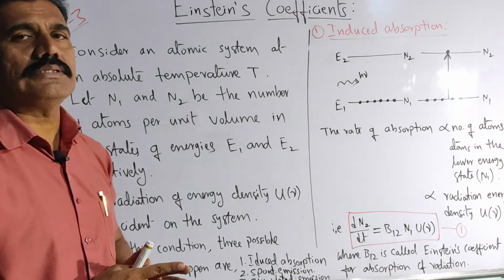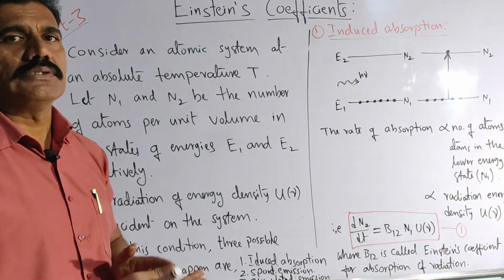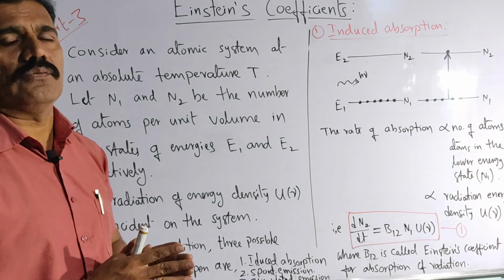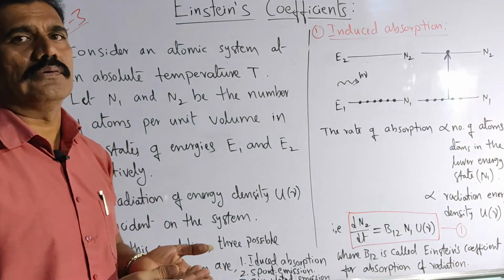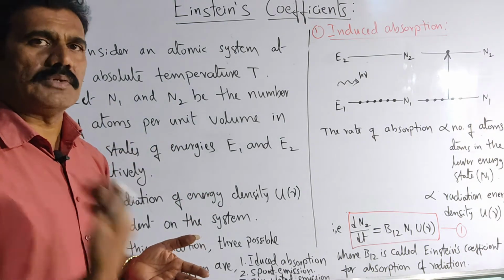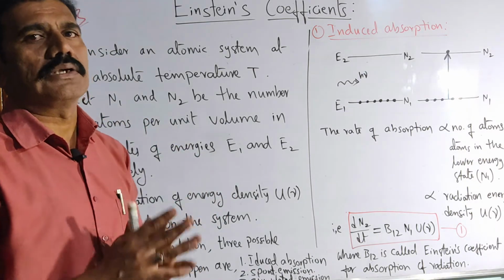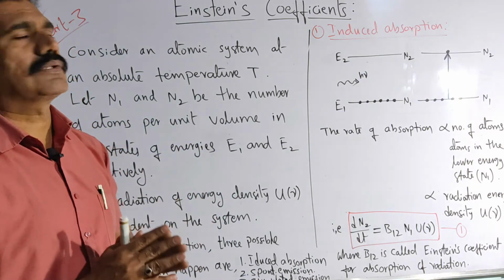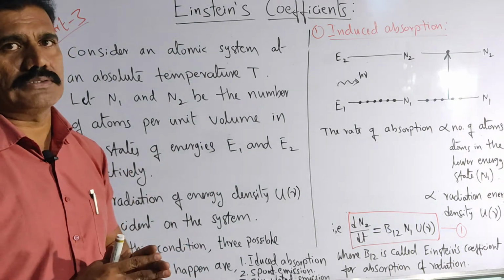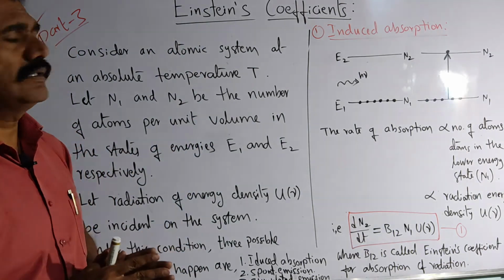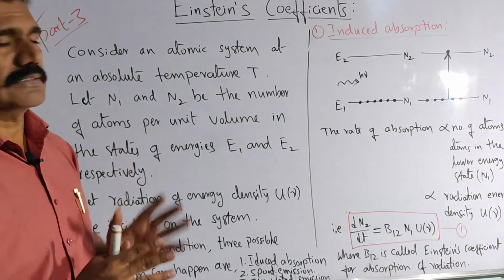In all those mechanisms, the rate of absorption, the rate of emission, the probability of absorption and emission, that is what is quantified in the form of certain constants. Those constants are called Einstein's coefficients. So let us see how to derive those expressions or constants.